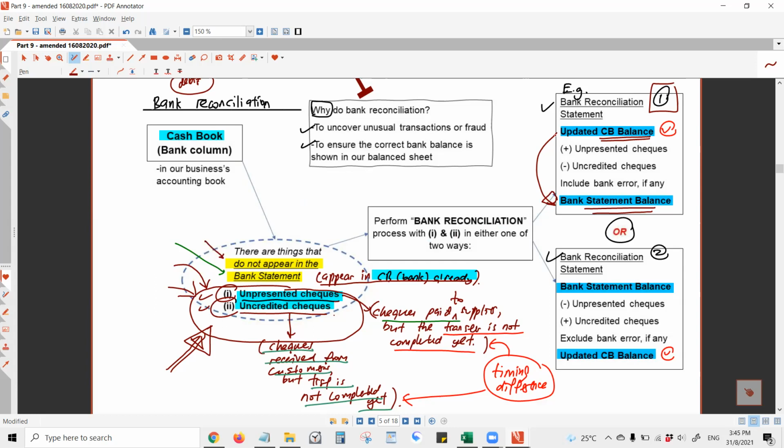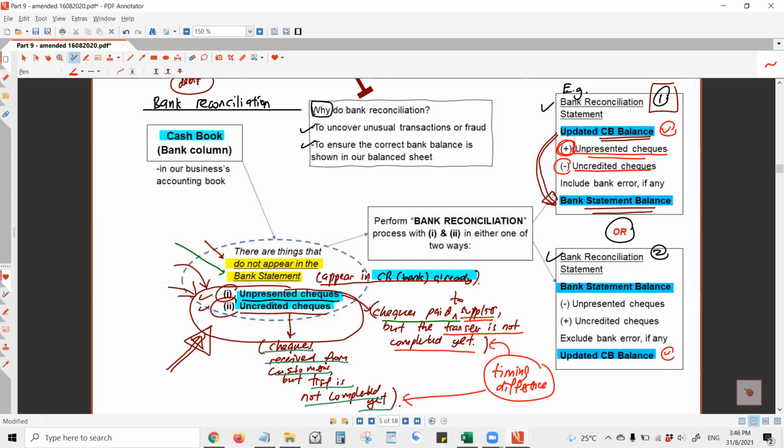So since you are working from the updated cash book balance towards the bank statement balance, don't you agree that we have to remove these two groups of items? We have to remove them so that you can arrive at the bank statement balance. To remove them, you must know what number to plus and what number to minus. For unpresented checks, these are the checks that you pay to the supplier. When you have recorded it in the cash book, you credit the bank account. Now to remove it, you do the opposite entry. You plus.